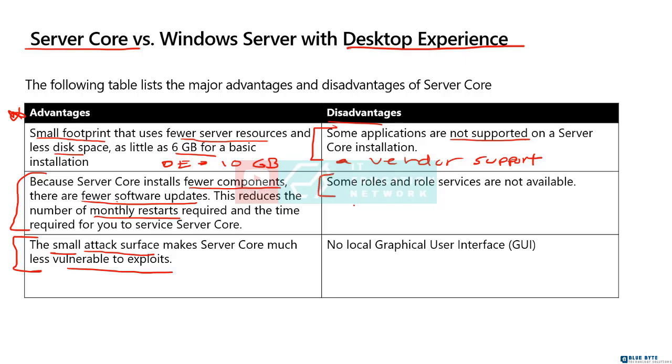Now, some roles and services are not available, only a handful, but the rule of thumb: if a role or a feature that you want to load on this server cannot be managed through command line or PowerShell, Server Core can't load it because Server Core does not run a graphical interface. So any tool that requires GUI components, you just can't load it on Server Core. And there are only a handful of those.